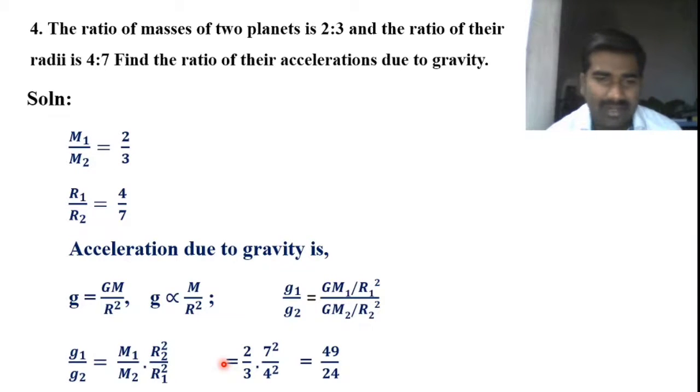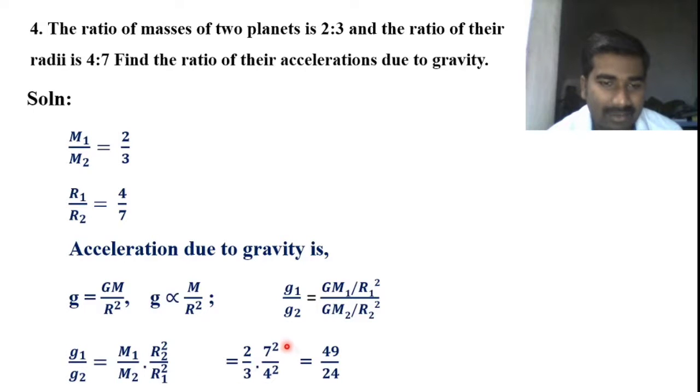Now we plug in the numerical values into this equation. We get m1 is equal to 2, m2 is equal to 3. So we can write m1 by m2 is equal to 2 by 3 into r2 by r1 the whole square, that is r2 square divided by r1 square. Okay, r2 is equal to 7, so 7 square, and r1 is equal to 4, so 4 square.